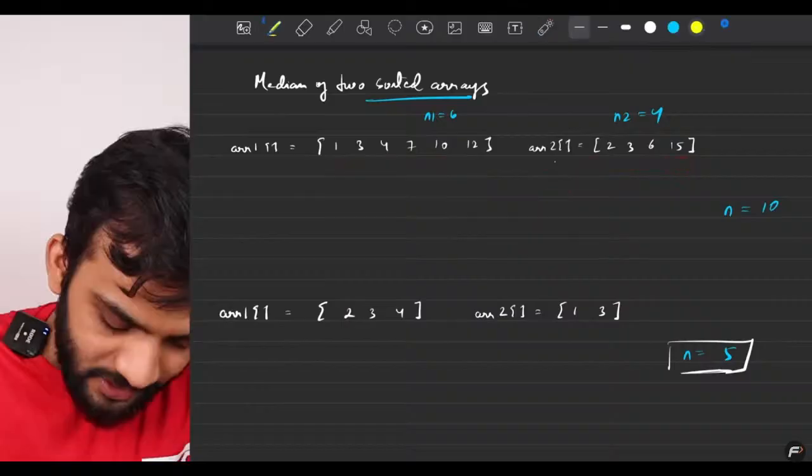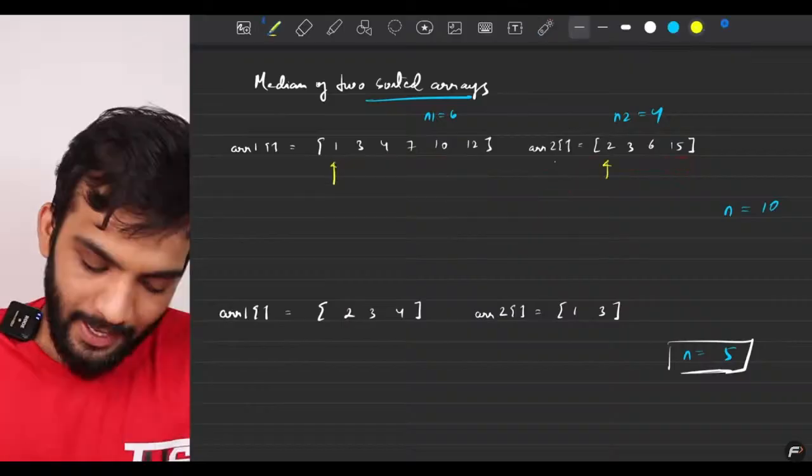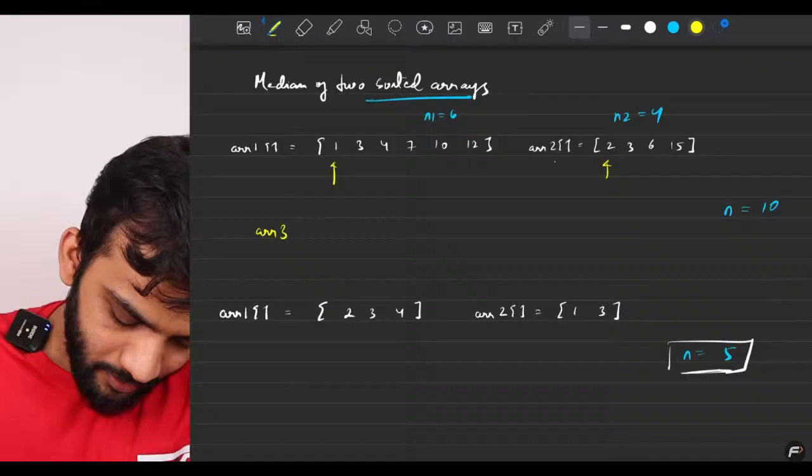So what I'll do is I'll stand at 1 and I'll stand at 2. And I'll take another third array and try to put elements over there. Will I take 1 or will I take 2?